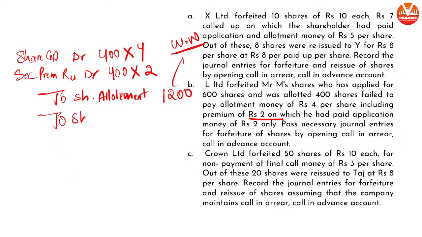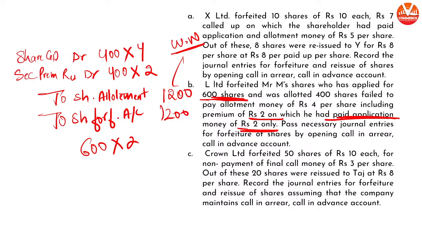And then share forfeiture account. On these shares he had paid application money of 2 rupees, and application is received on the applied number of shares. So applied number of shares 600 multiplied with 2 rupees. So it will be 1200. So now you can check the debit is equal to credit.